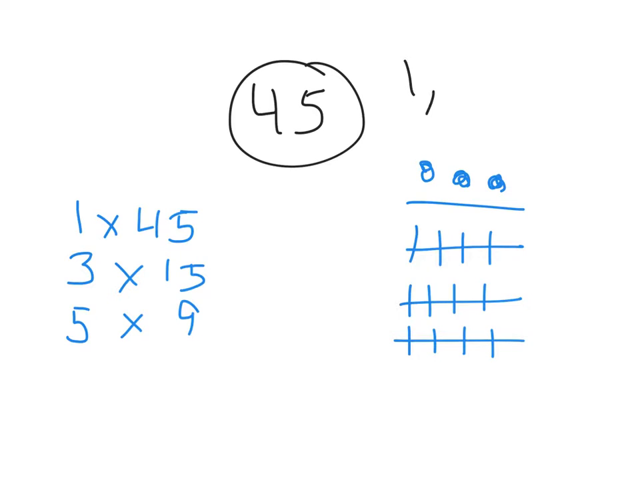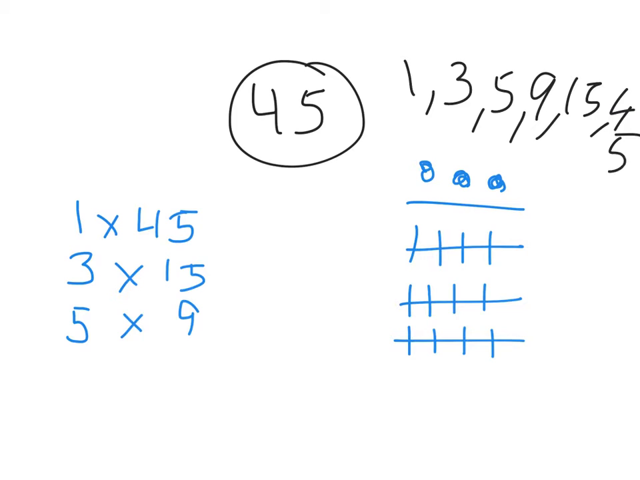So we're writing down 1, 3, 5, 9, 15, and 45. And that is all of our factors of 45.